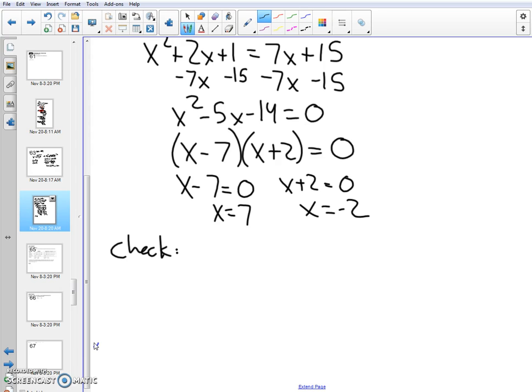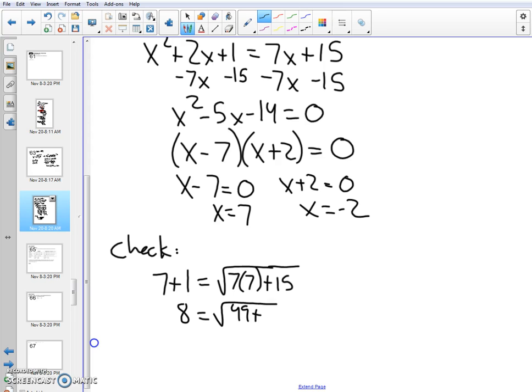So when I plug 7 back into that original equation, so we had x plus 1, so that would be 7 plus 1 equals the square root of 7x, so 7 times 7 plus 15. So we're just going to verify that that is true. So the square root of 49 plus 15 would be the square root of 64, and the square root of 64 is 8. So this one does check out. So I'm going to circle x equals 7 because that one works.